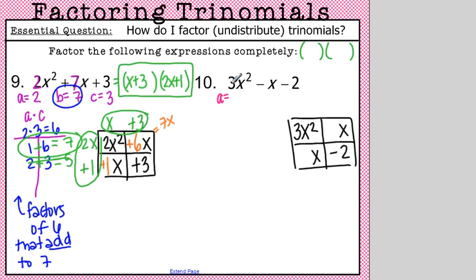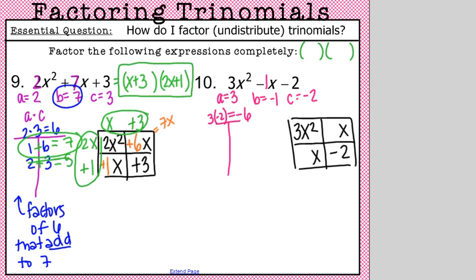So my A, the number in front of x squared, is 3. My B, remember there's a ninja 1 here, the number in front of the regular x is -1. And then my C is -2. I'm going to go ahead and draw my T. Remember, A times C goes in the top. So we have 3 times -2. That gets me -6.